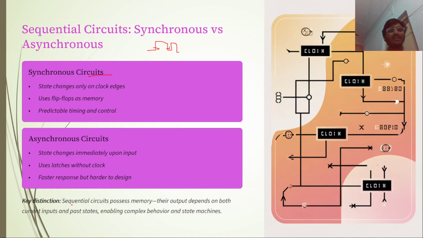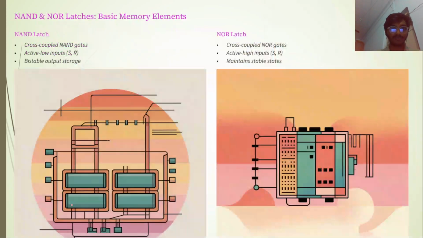Key distinction: sequential circuits possess memory. Their output depends on both the circuit's inputs and the past states, enabling complex behavior and state storage. Past state and present inputs matter in sequential circuits, whereas combinational circuits have the present state only.